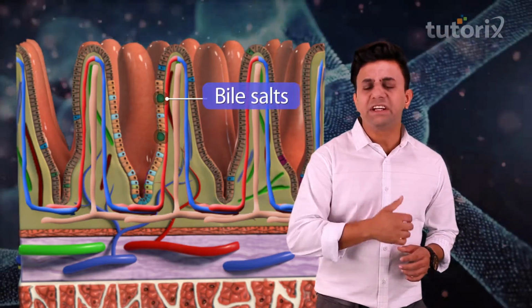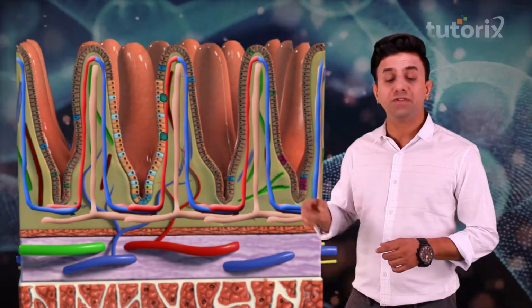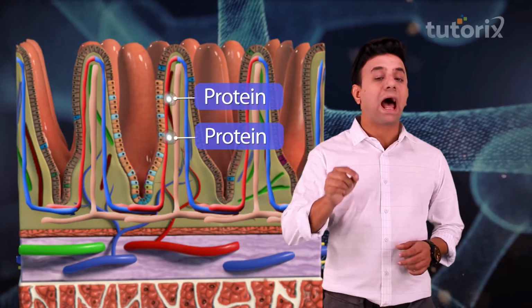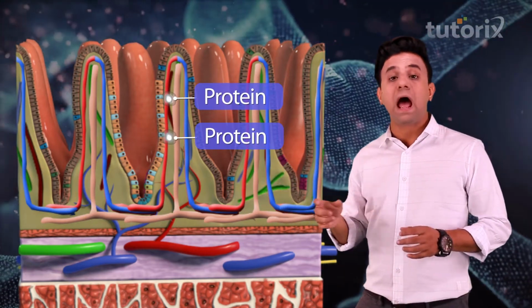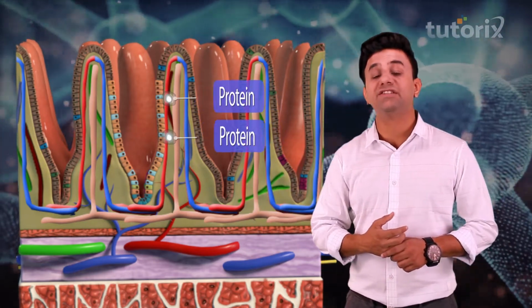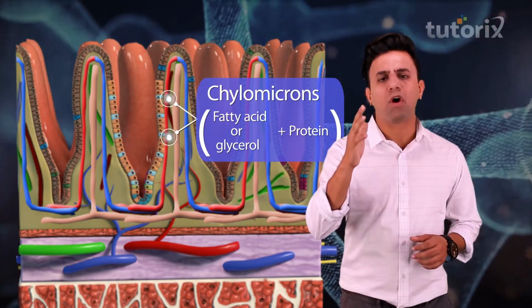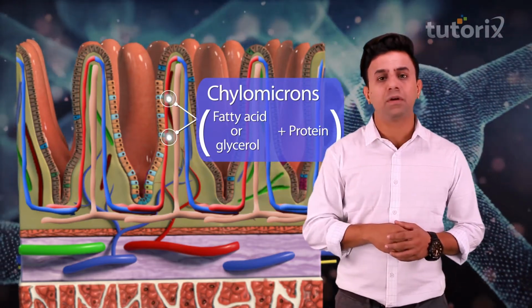Well, inside the intestinal cells we will see that the layer of bile salts is removed. And now a protein layer comes and surrounds, that is, covers the fatty acid and glycerol, and this droplet, this combination with the protein layer, is known as chylomicron. Now this chylomicron is ready to be absorbed into the lymph vessel.